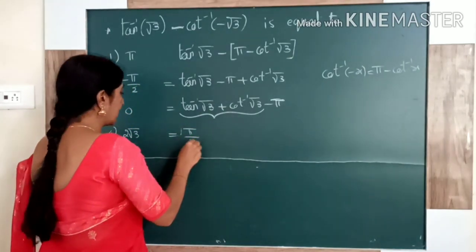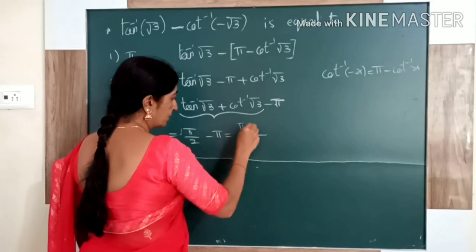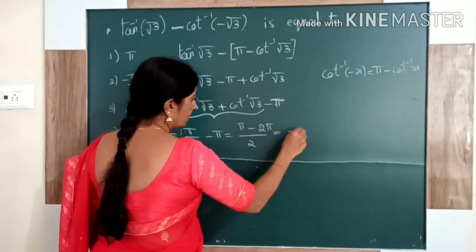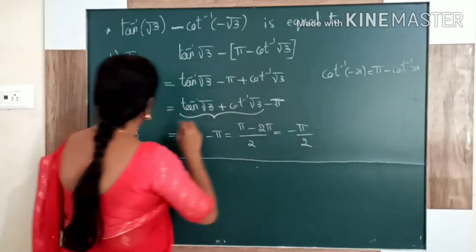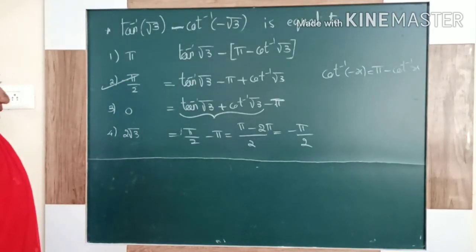That is pi by 2, and this is minus pi. Take the LCM. So the answer is minus pi by 2. So the answer is the second one, minus pi by 2.